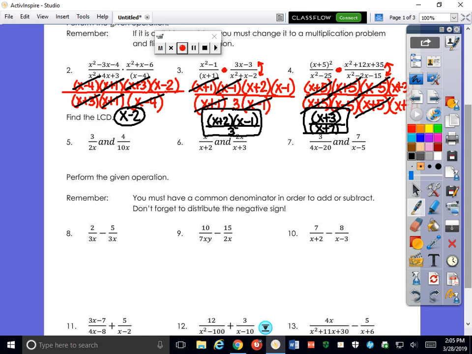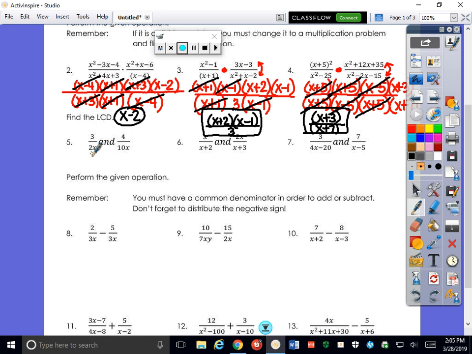Alright, numbers 5, 6, and 7, all you're doing is finding the least common denominator for the two. So anytime that you have a coefficient, like 2 and 10 are coefficients, you have to find the LCD of the two numbers. So the first thing that I'm going to do is figure out what number does 2 go into and does 10 go into.